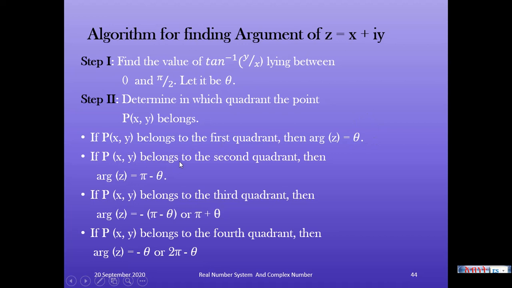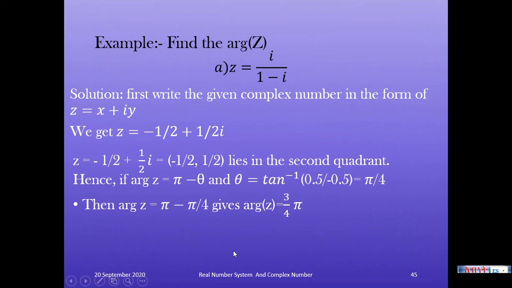If P(x, y) belongs to the second quadrant, then use this formula to find the argument: the argument of z will be pi minus theta. If P(x, y) belongs to the third quadrant, use this formula. If P(x, y) belongs to the fourth quadrant, use this formula. Let us clarify by using examples.